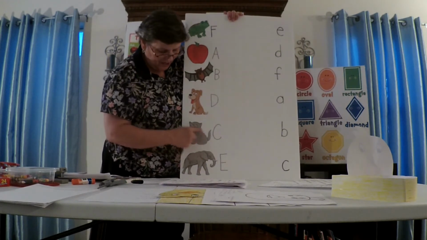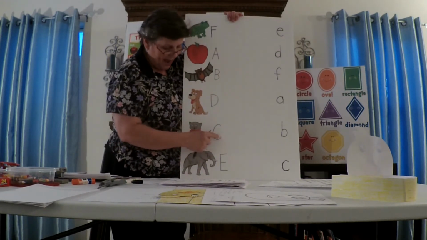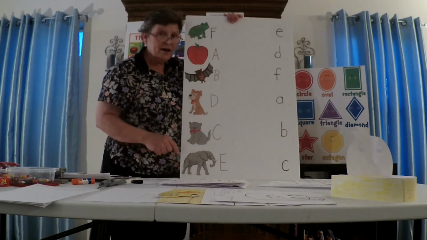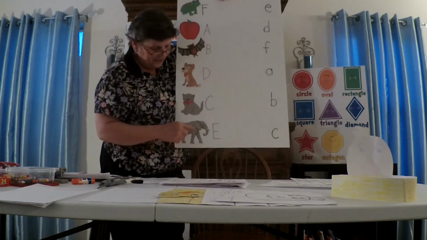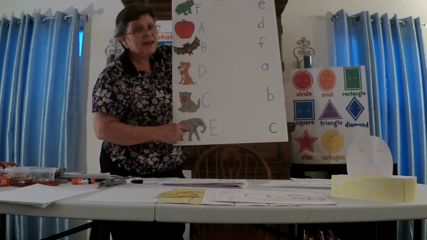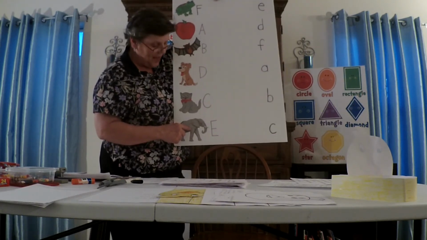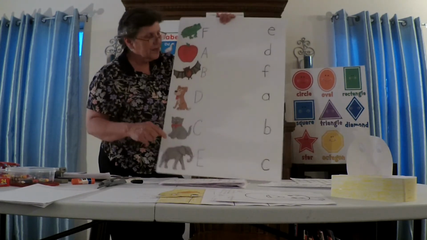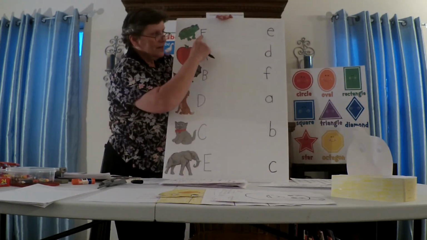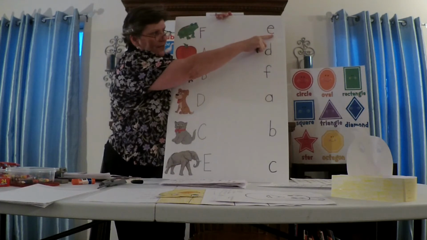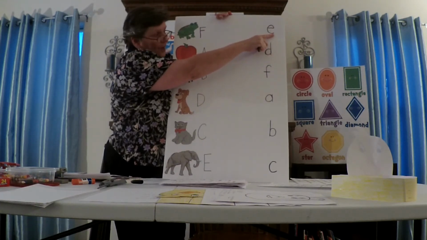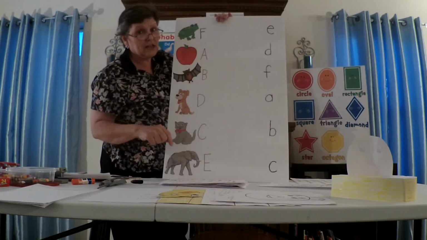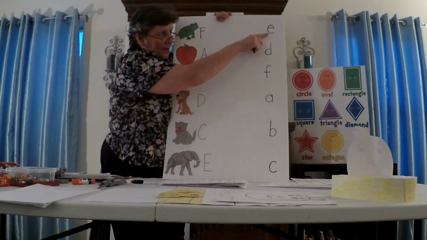And what's this right here? Cat. C is for cat. Cat begins with the k sound. And then this right here is an elephant. You are correct. Elephant, it begins with E. However, though, if this is an F, that's not the lowercase for F. Can you look down here and see where the lowercase letter for F is?